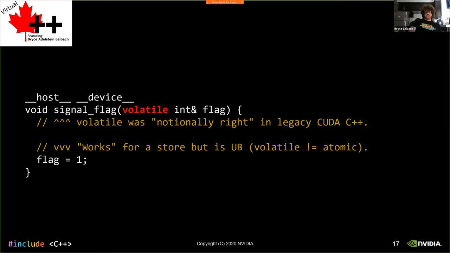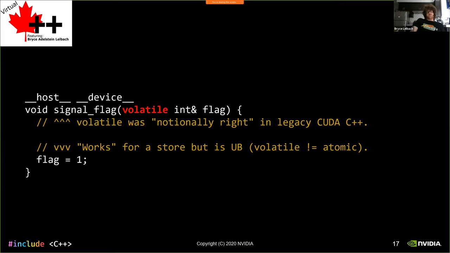Okay, so let's look into some examples of what you'd have to do in CUDA to write atomics before libcu++ and what you'd have to do today. So this is just a simple function that is intended to signal some flag. In legacy CUDA C++, the way that was notionally correct for you to write this would be to make the flag a volatile and then to just assign to it. Now, this technically might happen to work, but it's undefined behavior because volatile does not apply atomicity.